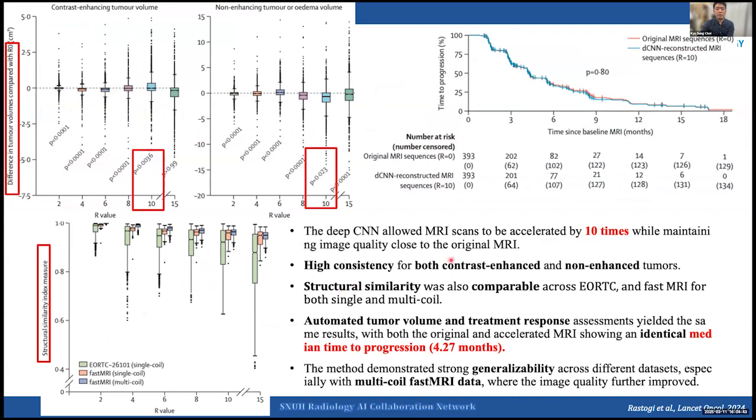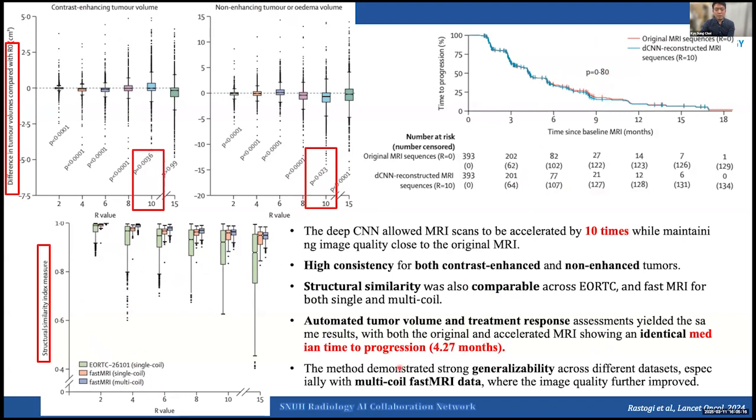As a result, the deep CNN allowed MRI scans to be accelerated by 10 times while maintaining image quality close to the original one. There was high consistency for both contrast-enhancing tumor and non-enhancing tumor volume, respectively. As you can see, the structural similarity was also comparable across the undersampled and fast MRI for both single coil and multi-coil. Tumor volume assessment yielded the same results, showing the identical time to progression, which is 4.3 months in median.